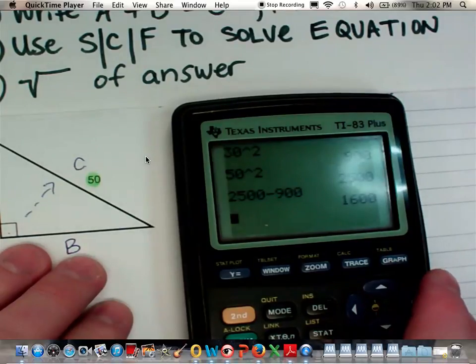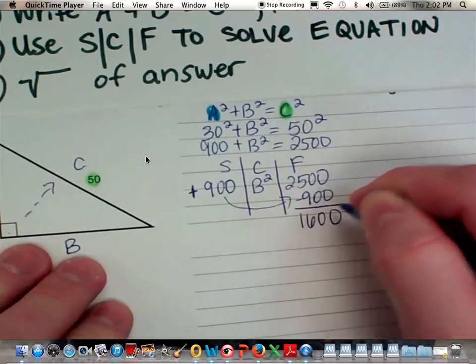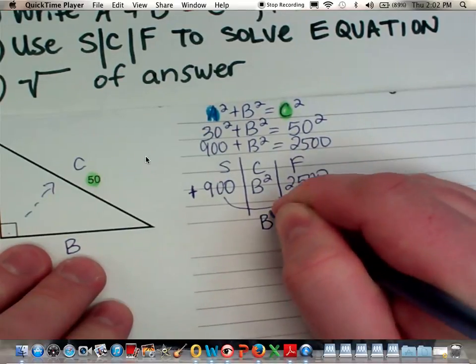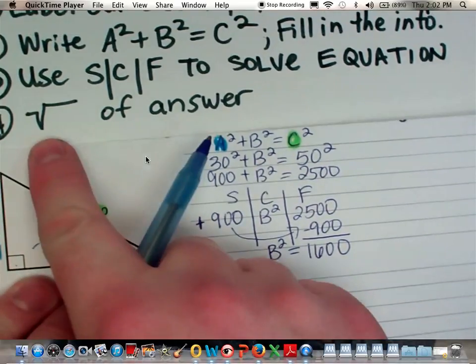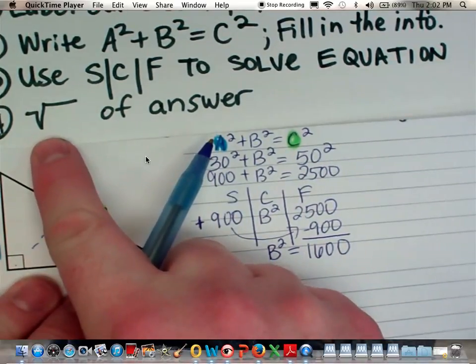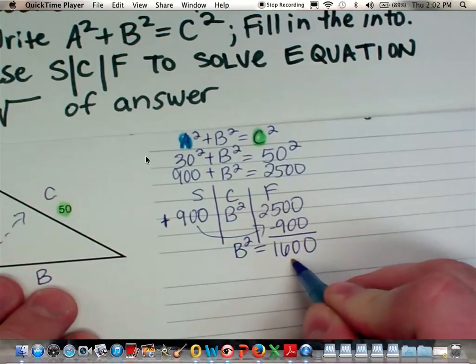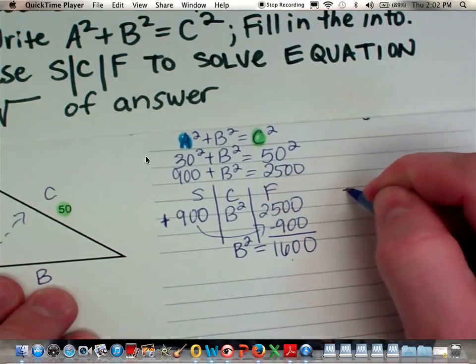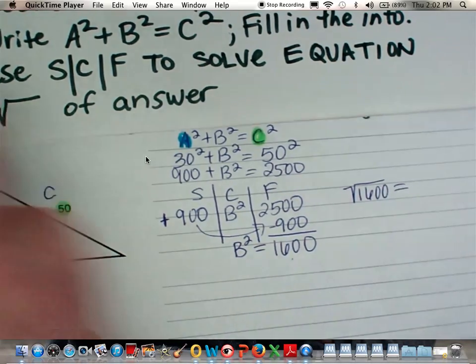Gives me 1,600. That's what b squared equals. Now I need to do the last step and take the square root. Step number 4. Take the square root of this number right here. I'm going to take the square root of 1,600. And to do that, I'm going to show you again.